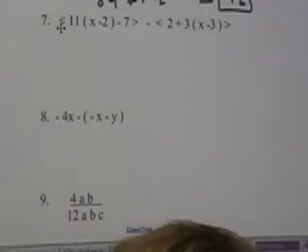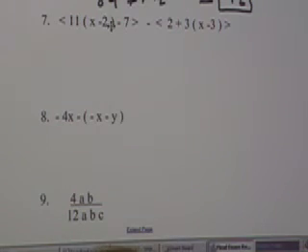Number 7. This one here, okay, this is a little bit of a funny parentheses. 11 times x minus 2 minus 7 minus, very key here, 2 plus 3 onto x minus 3.